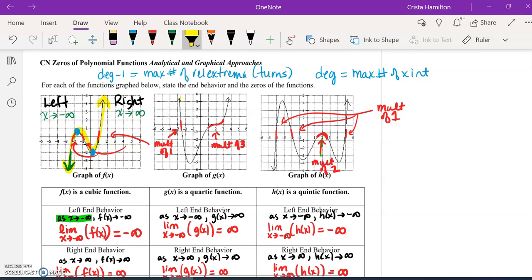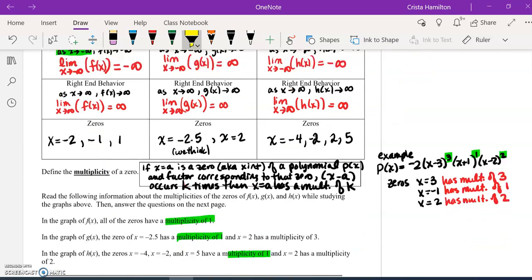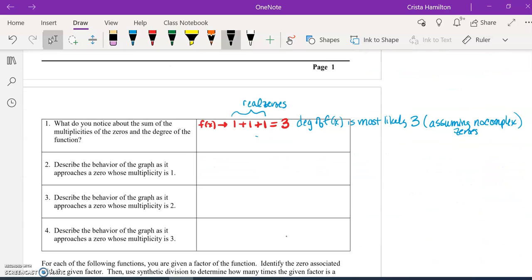And again, g of x, if I was looking at this one, we had 2 real zeros, and we had a multiplicity of 1 and a multiplicity of 3. So let's kind of list that down. Let's do this one in green. So g of x, we had a multiplicity of 1, we had a multiplicity of 3, and that's 4.